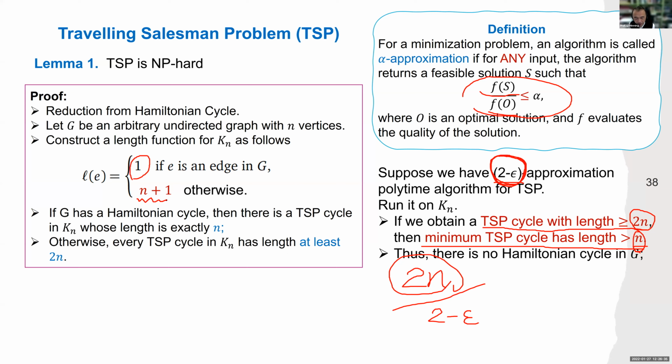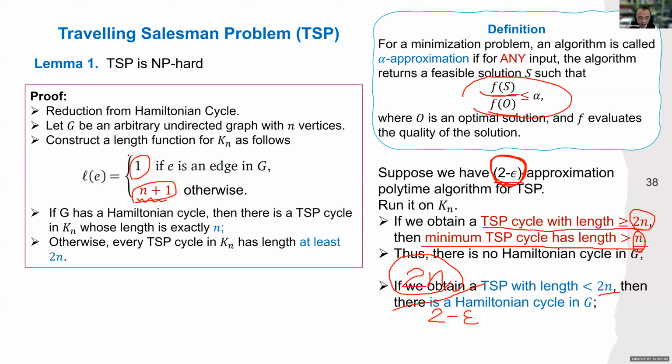Now, on the other hand, if your solution for TSP is less than 2n, then it means I didn't even touch one edge with n+1. Because as long as you touch one edge of length n+1, your length will be larger than or equal to 2n. So if your solution is better than 2n, that means I didn't touch any edge whose length is n+1. In other words, all the edges I touch are of length 1, and that will give us a Hamiltonian cycle, right?